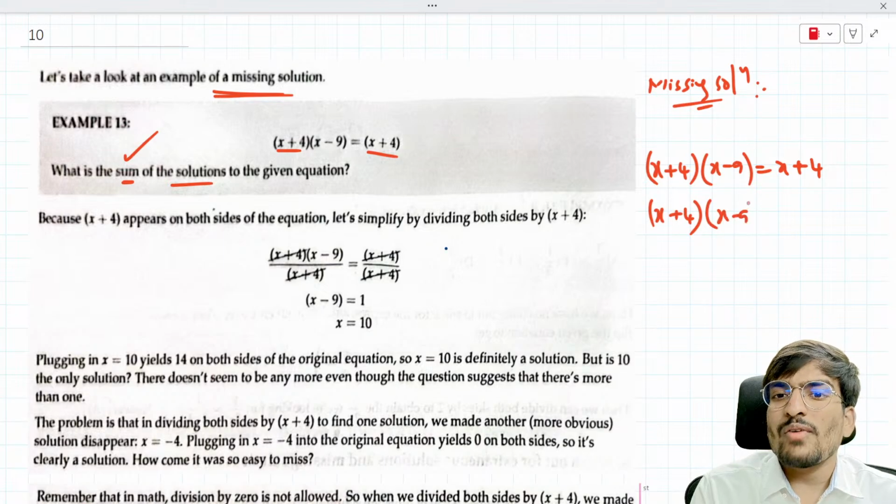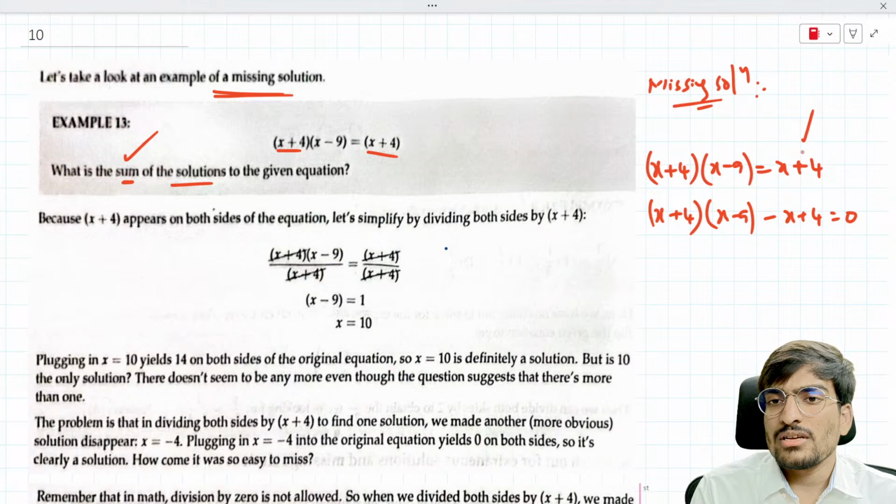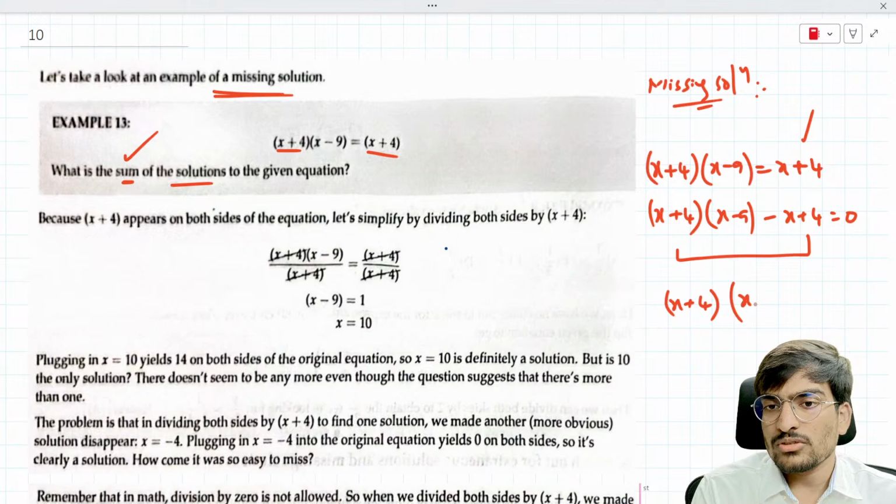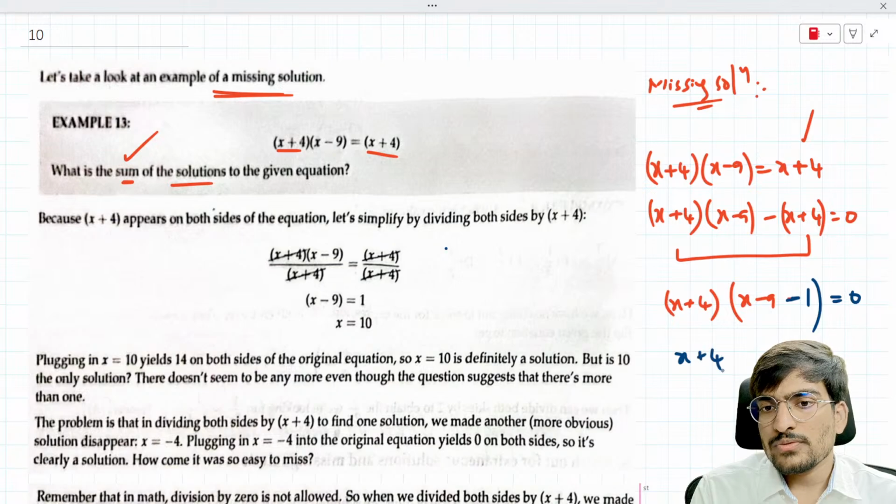How to solve actually? x minus 9 into x plus 4 minus x plus 4 equals 0. I just transpose this to LHS. Now I'm taking this x plus 4 as common because it's the same thing in both. So x minus 9 minus 1. If you consider this as x plus 4 one term, I'm just putting minus 1. x minus 9 minus 1 equals 0. So x plus 4 and x minus 10 equals 0.